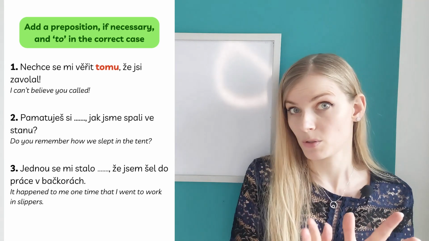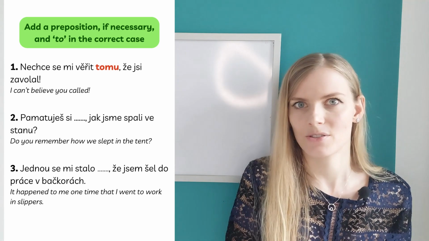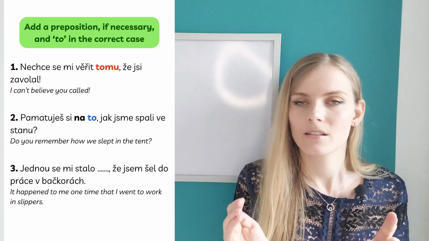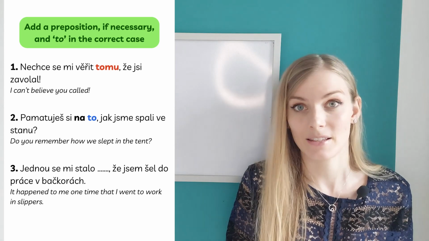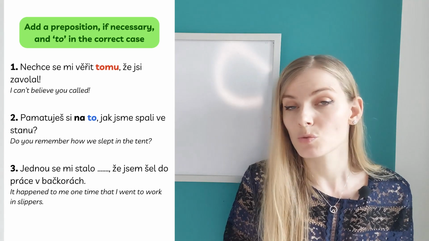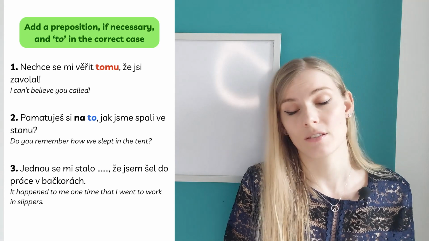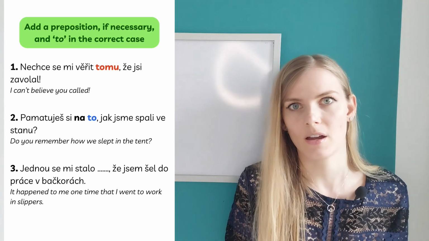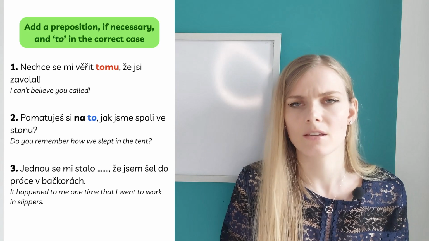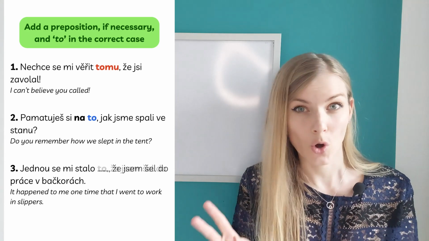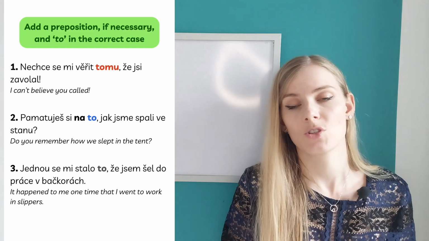Or, pamatovat takes na and the accusative case. Pamatuješ si na to, jak jsme spali ve stanu? And the last one. One time it happened to me that I went to work in slippers. Jednou se mi stalo, že jsem šel do práce v bačkorách. Stát takes the nominative case because you say that something happened to you. Jednou se mi stalo to, že jsem šel.